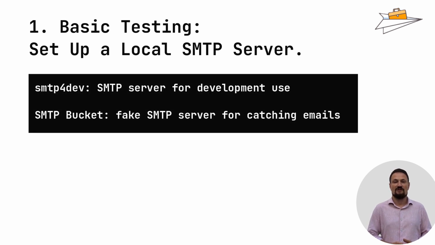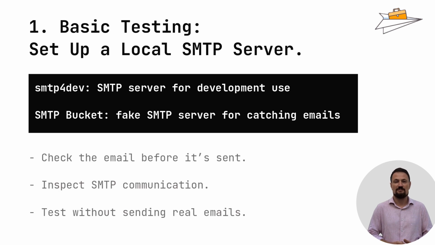Some popular tools for this are SMTP4Dev, a lightweight SMTP server for development use, and SMTP Bucket, a service that provides a fake SMTP server for catching emails. These tools allow you to check the email before it's sent. Inspect SMTP communication. Test without sending real emails.